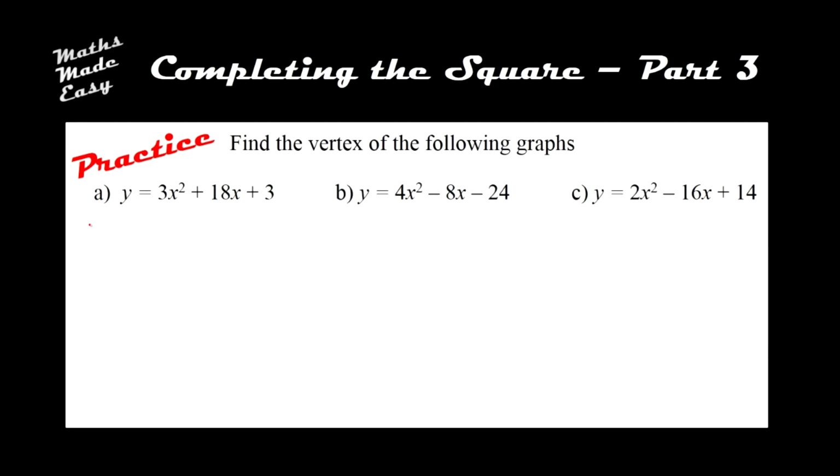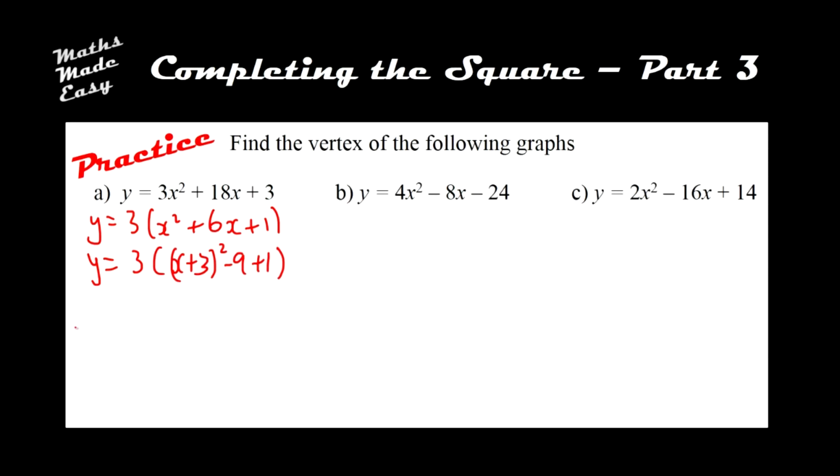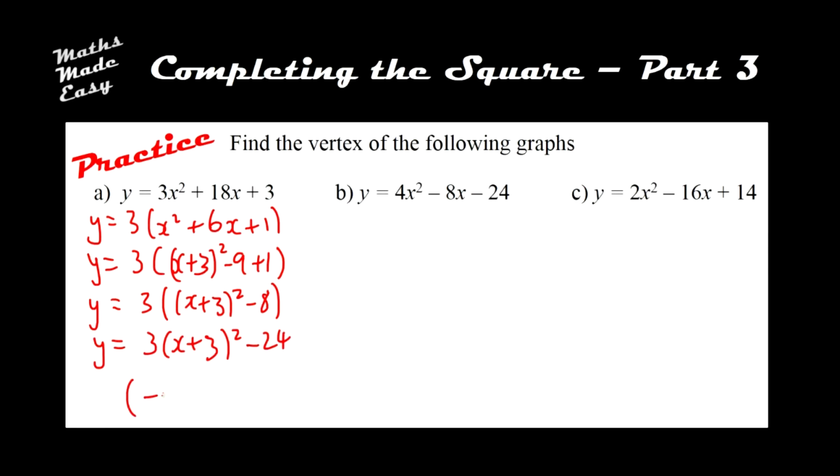Okay, so for this first one we're going to factorize a 3 out, so y equals 3 lots of x squared plus 6x plus 1, and then y equals 3 lots of, now inside the brackets we complete the square, so we have x plus 3 all squared, we're going to take 9 then plus 1, y equals 3 lots of x plus 3 all squared, negative 9 plus 1 is negative 8, and then y equals 3 lots of x plus 3 all squared, subtract 24. So the vertex here is at negative 3, negative 24.